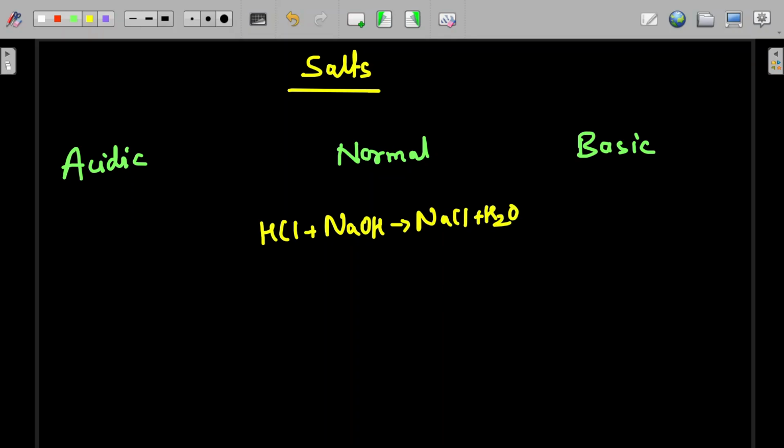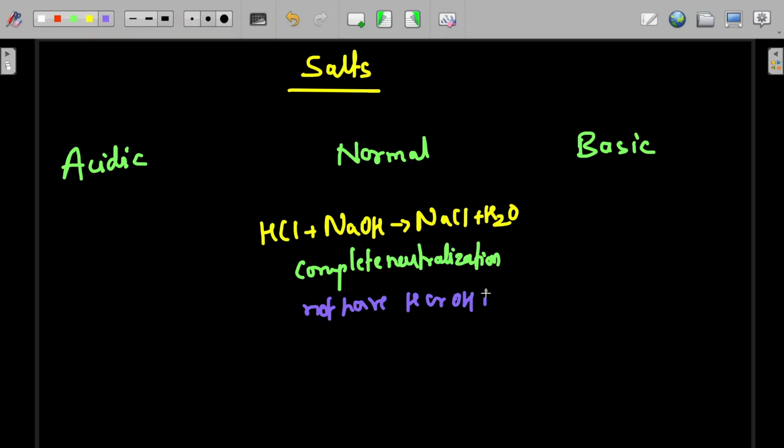What is a normal salt? There is a complete neutralization of an acid by a base or of a base by an acid. Then it is a normal salt, whatever is forming, NaCl. So how to identify a normal salt? Very simple. It will not have H or OH in it.